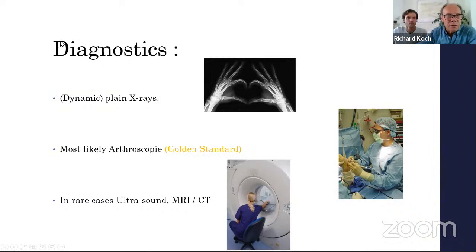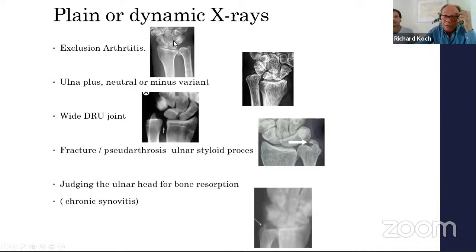Of course, we have the diagnostics: the plain x-rays, most likely the arthroscopy, and in rare cases, the ultrasound and the MRI or the CT. Now, on plain dynamic x-rays, we usually already can see a lot of problems like osteoarthritis in the distal radio-ulnar joint, ulnar minus or plus or neutral with the abutment syndrome. We can see the width of the DRUJ joint, which may indicate severe problems with the soft tissues. We can diagnose the fractures or the pseudarthrosis. And also, we look carefully for some perhaps bone resorption, which is a sign of longstanding synovitis.